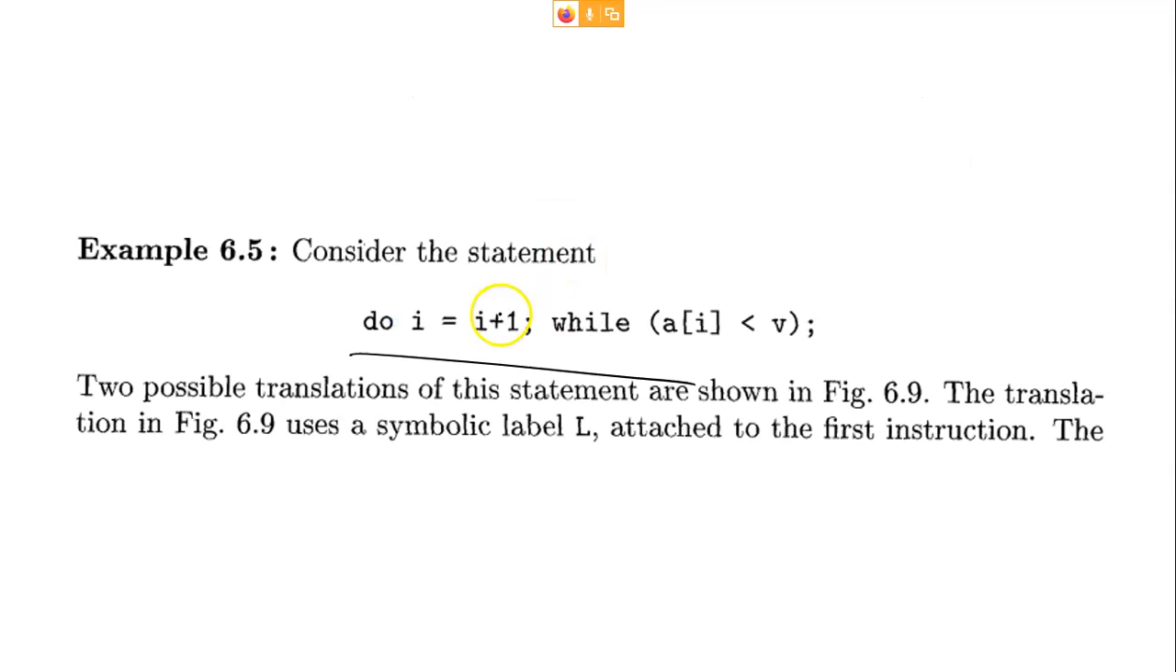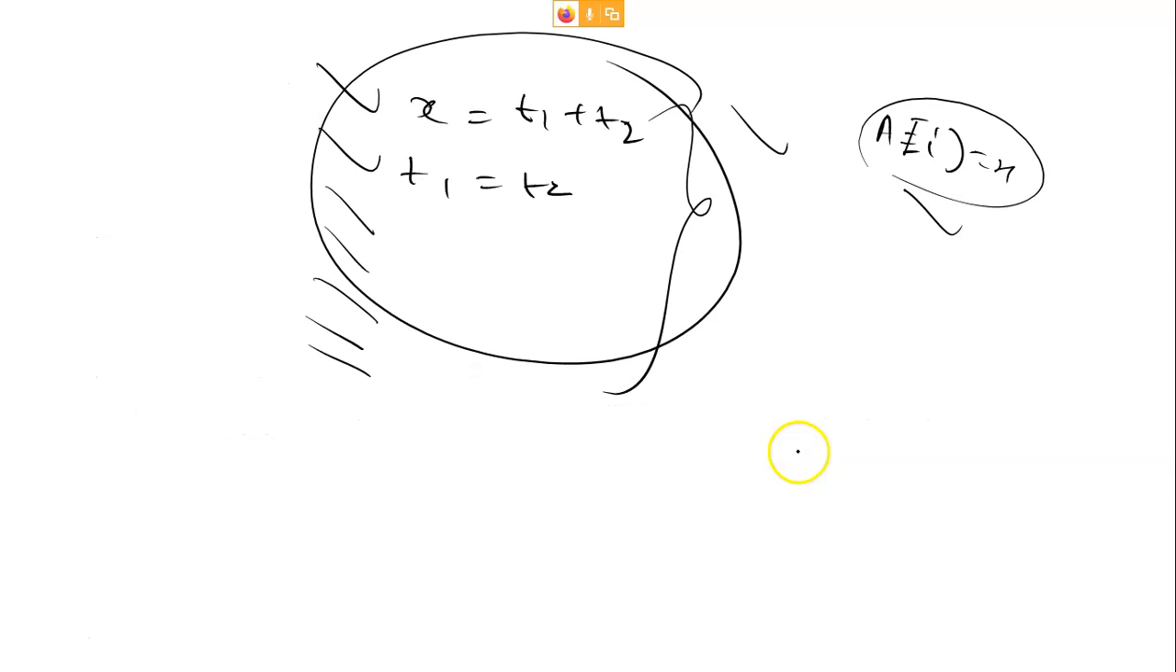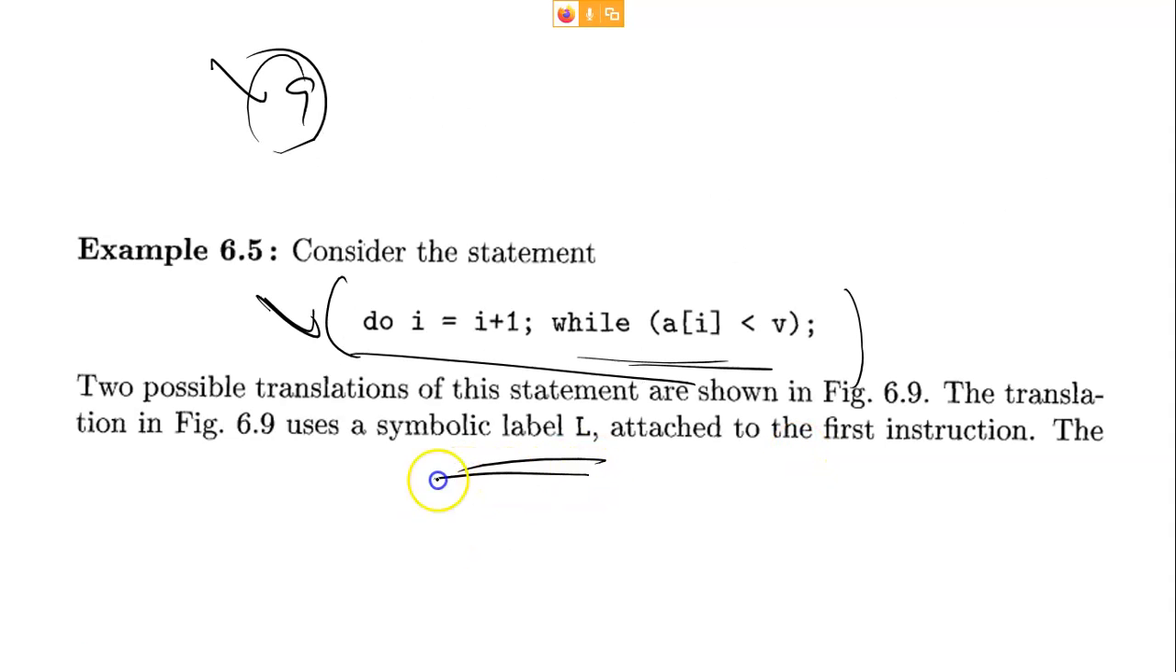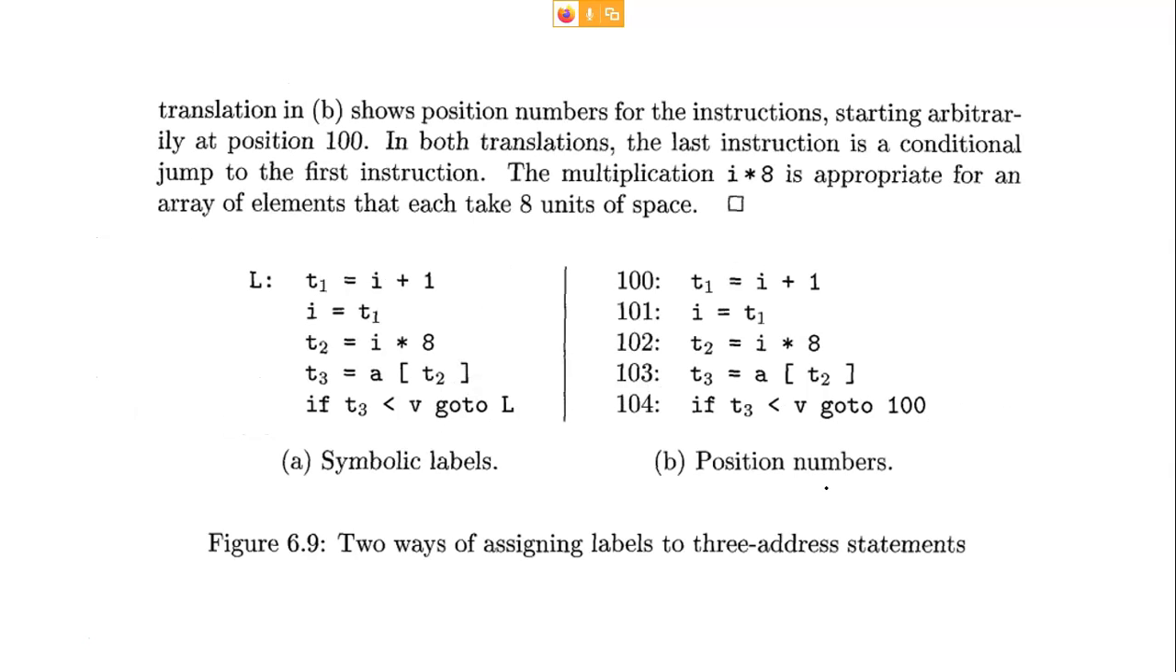So let's see this: do i equal to i plus 1 while this. Using these nine three address code instructions that we have seen, let's convert this high level language statement into three address code. Again, as I told you, either you can use a label, or some other way. You will see here, this is one possible three address code and this is another possible three address code.